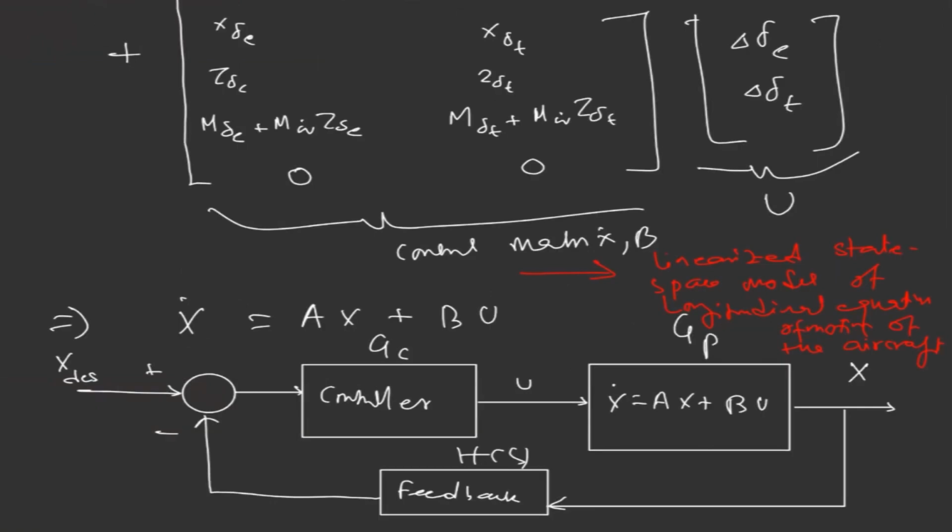So let's stop it here. From the next lecture, we'll continue to find the linearized model of the lateral directional motion of the aircraft.